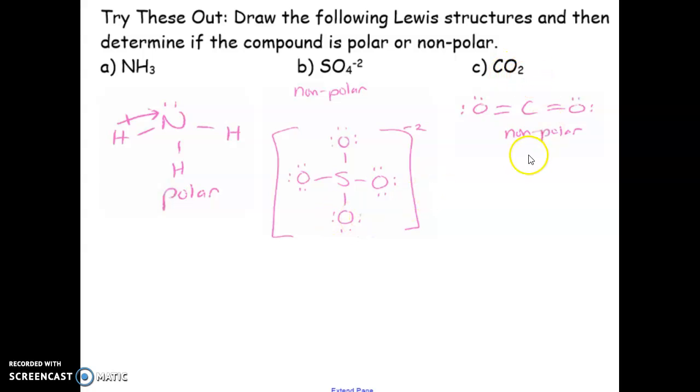Carbon dioxide is also nonpolar. So carbon has a double bond with each oxygen. And double bonds actually are not looked at any differently than single bonds here. What we're looking at is the types of elements. So carbon has no lone pairs of electrons, and it's the same element on either side, so oxygen and oxygen. So this is a symmetrical, even distribution. So that is non-polar.